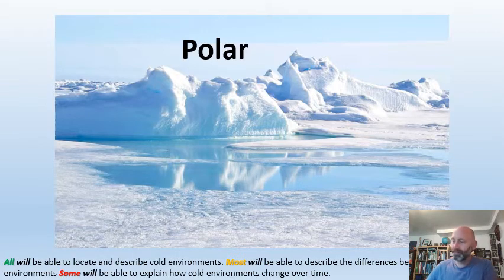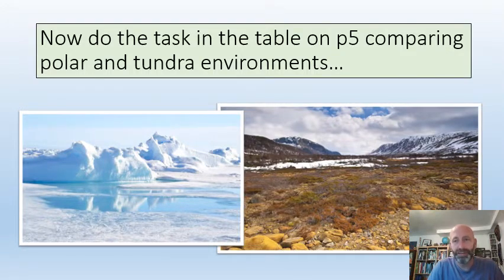So the next task is to read pages 4 and 5 and look at the differences between polar and tundra, which are the two main cold environments we'll be looking at, and then complete the task on page 5. So compare the two environments, use two colours, have a key, and decide which of these statements describe polar regions and which describe tundra environments. Okay, and think about the key differences between those two environments.